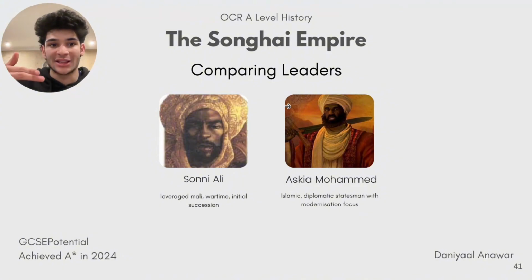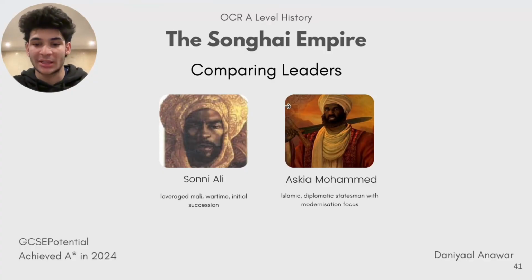So from Sonni Ali, when he passed away, to Sonni Baru, not Sonni Chua, Sonni Baru, it was calm, it was light. There wasn't really much conflict. So as a result, he actually took a ton of land and set up a good initial standing for the empire. Askia Muhammad, on the other hand, controversial.